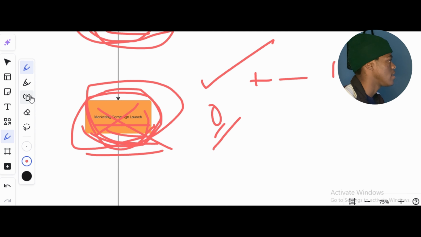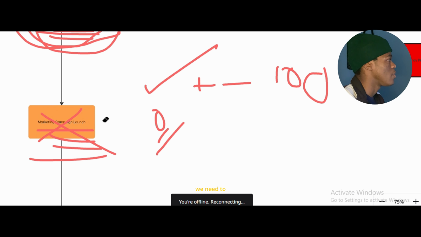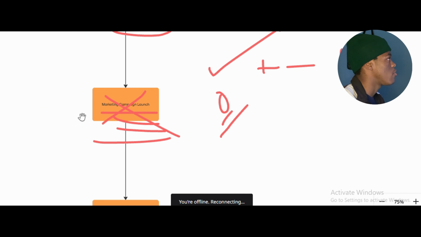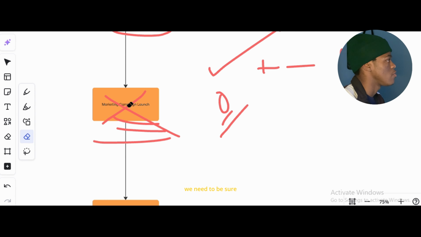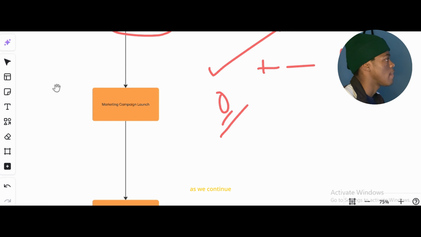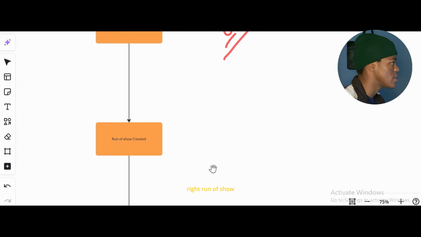The marketing campaign is very important. We need to be on point. We need to be on time. These things are actually important. We need to be sure about everything, as we continue here.